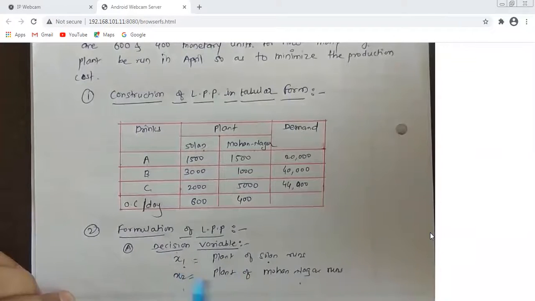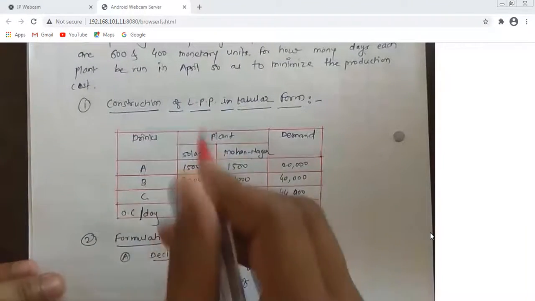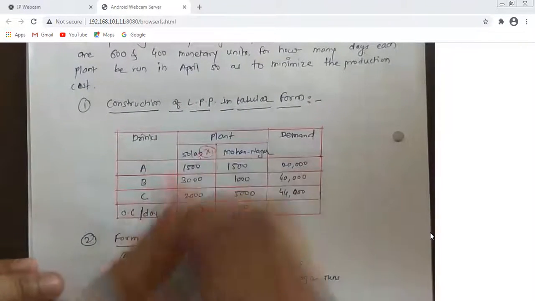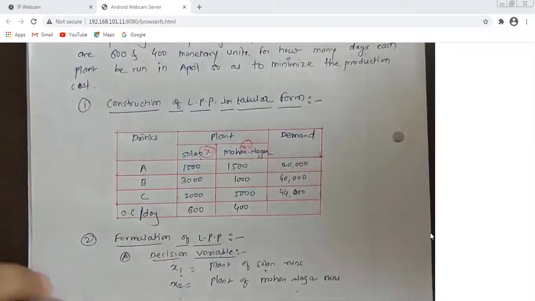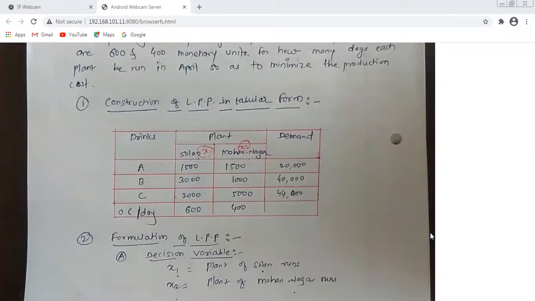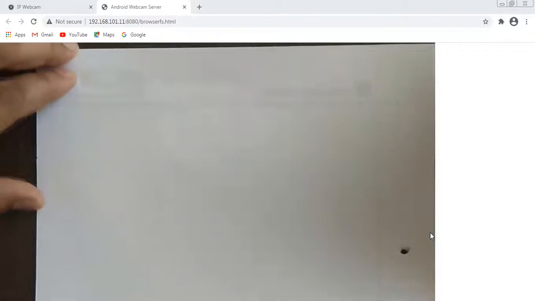days and the Mohan Nagar plant will run for X2 days. So here I will write the Solan Nagar plant will run for X1 days and the Mohan Nagar plant will run for X2 days. So this is our decision that we have taken. Okay, so this is the first step under the formulation of LPP, decision variable. Now we'll go for the second step, that is step number B.